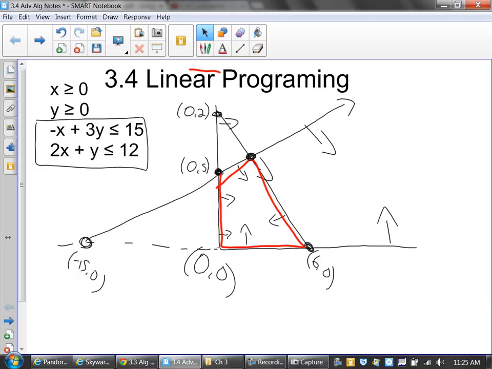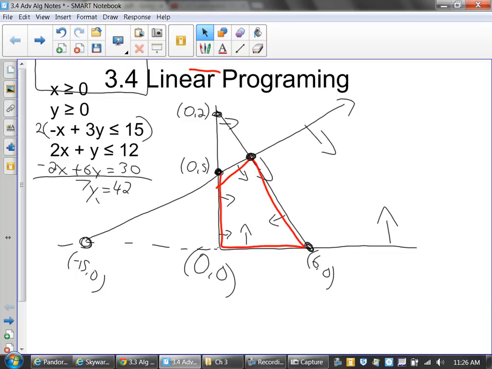I'm going to multiply the top equation by 2 and just rewrite it right below there. So I have negative 2x plus 6y is 30. By doing that, I now have opposite signs with same coefficients, so all I have to do is just add the 2 equations together. 7y is 42. Y is 6.